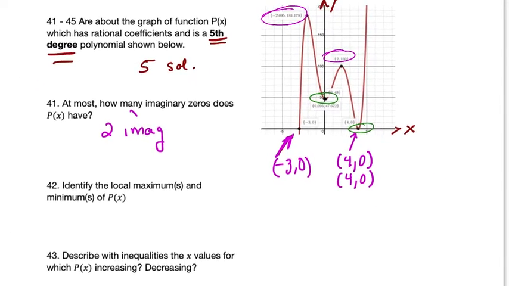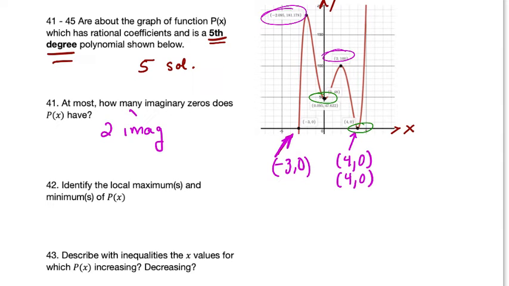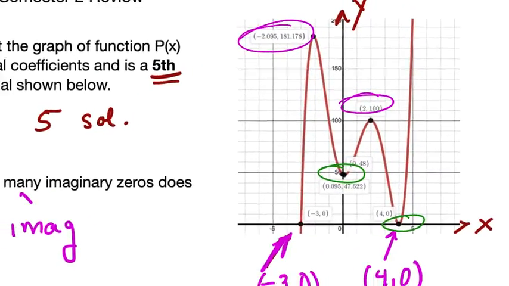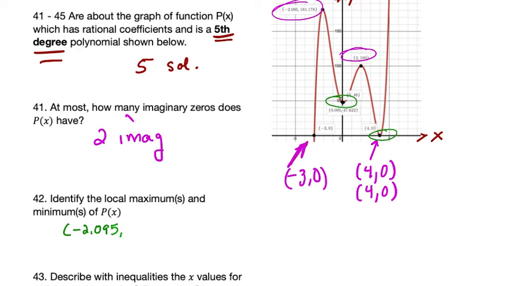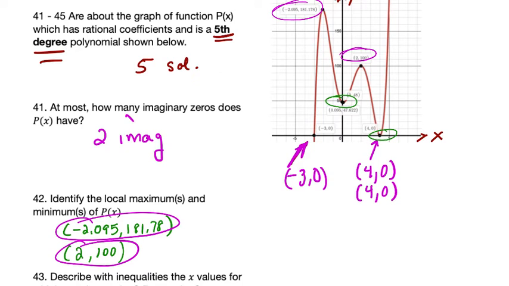So let's see here, identify the local maximum. For maximums, we could give the ordered pair -2.0 and 5. You get the idea. 181.78. That would be one of the local maximums. And then 100. It's a nice one. That'd be another local maximum. Should have done those in pink to line up with what I circled here. And then the ones in green, those are your local mins. So we have a local min at 0.48, that ordered pair, and then again at 4.0.